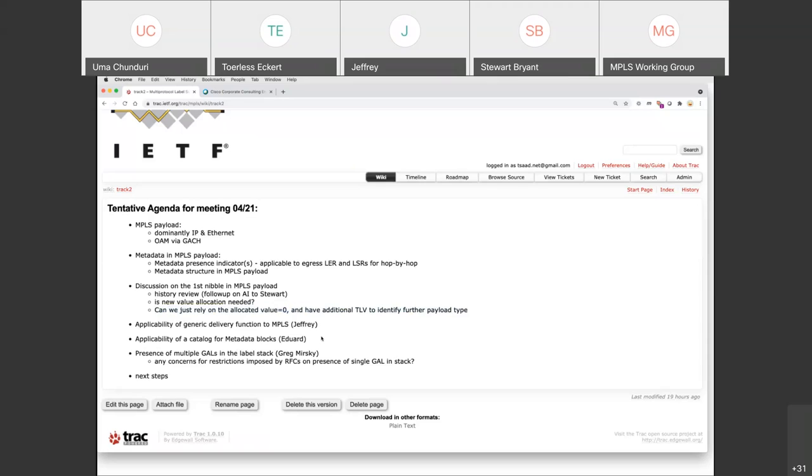Well, if we want to exclude some numbers, then I will throw 5 in as a number excluded, because it's allocated for BIER over MPLS.